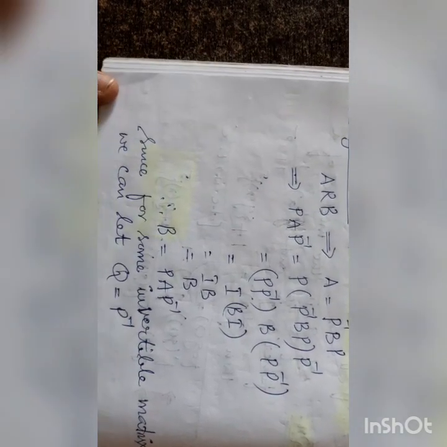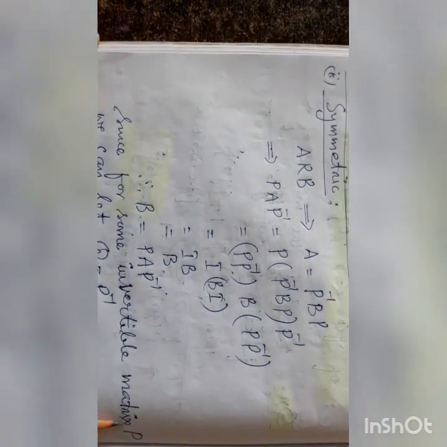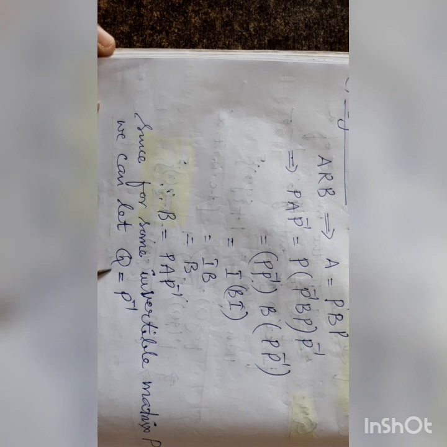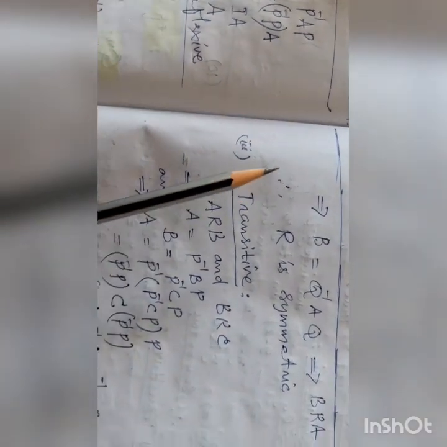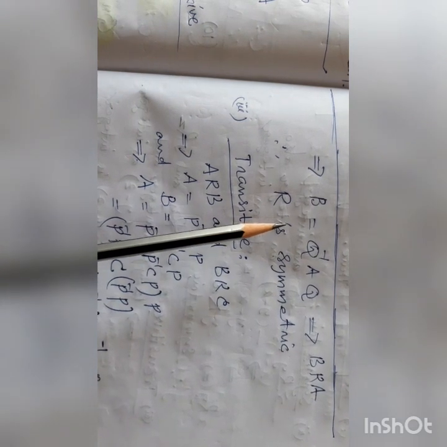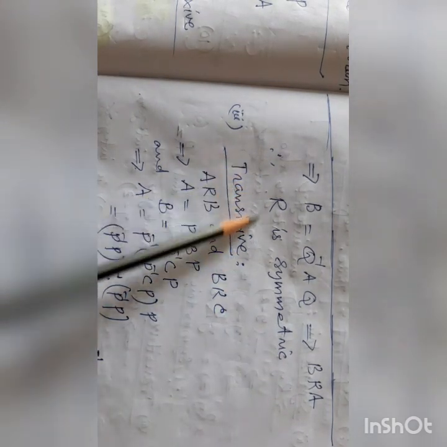R is symmetric since for some invertible matrix P, we can let Q equal P inverse. So here B equals Q inverse AQ implies B R A. Therefore R is symmetric.